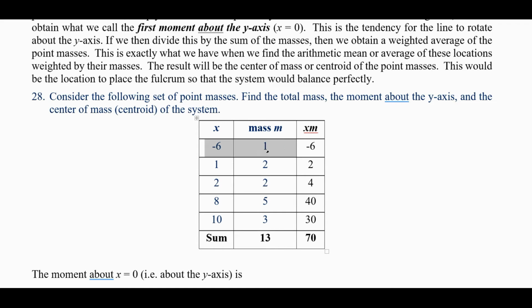If we multiply -6 times 1, we get -6. 1 times 2 is 2. 2 times 2 is 4. 8 times 5 is 40. 10 times 3 is 30. And then we sum up those masses times their x-coordinates, we get 70. Divide 70 by 13, we find the centroid.